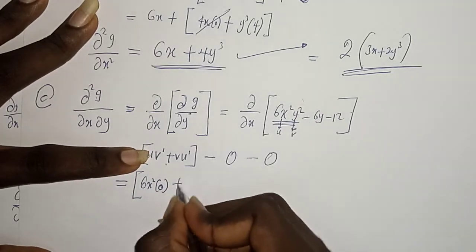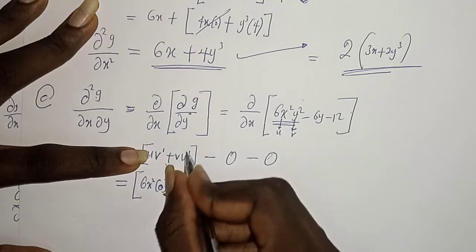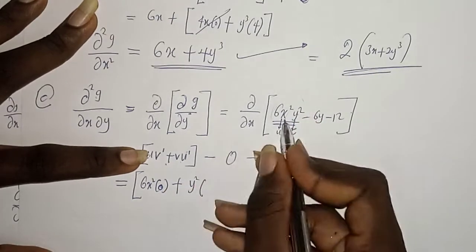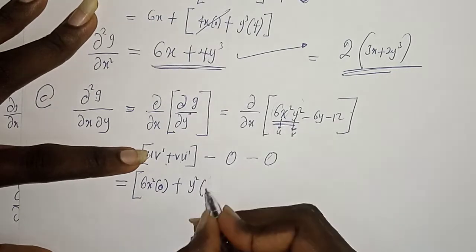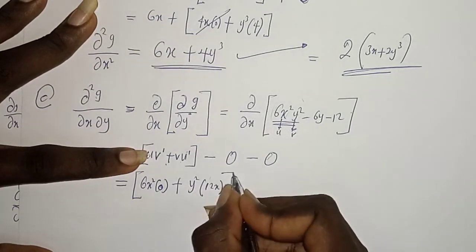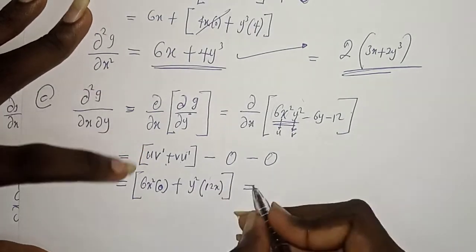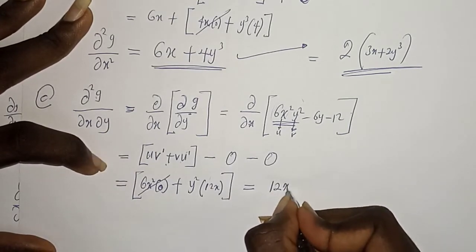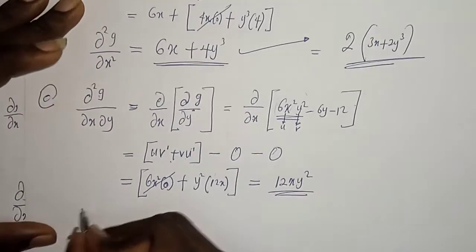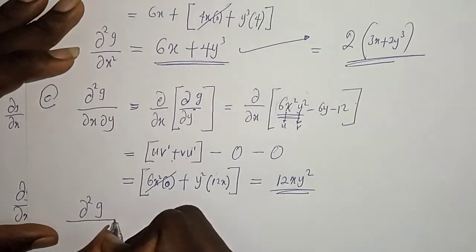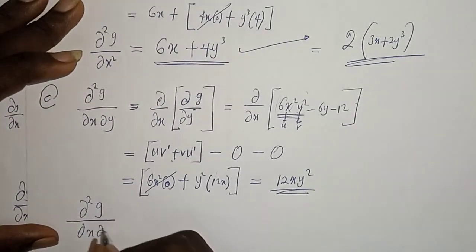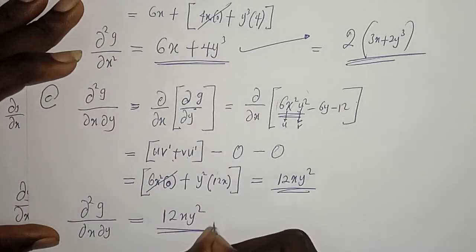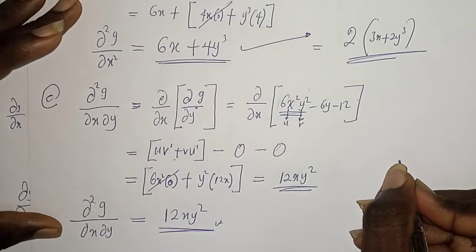And then plus v, which is y squared, times u prime. This is u prime. This is u itself. Differentiate u partially with respect to what? With x, which is allowed. That's 12x. Do you understand that? So that's how it works. Then the final answer is this one becomes 0. I will end up having just 12xy squared. So therefore, the second derivative of g partially with respect to both x and y, the result is what? 12xy squared. Do you understand that?